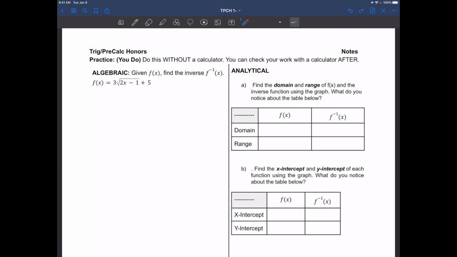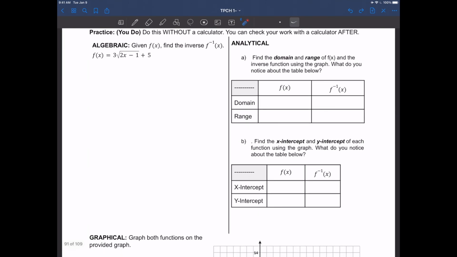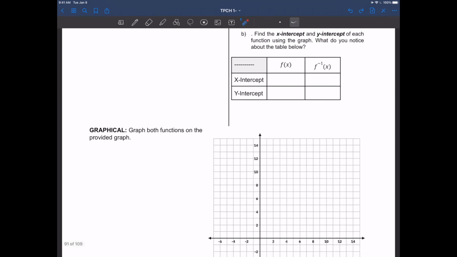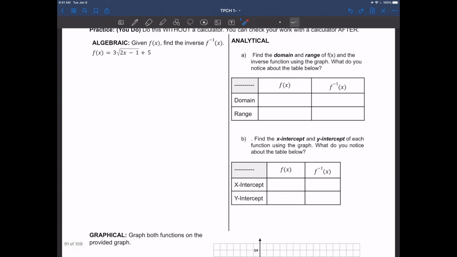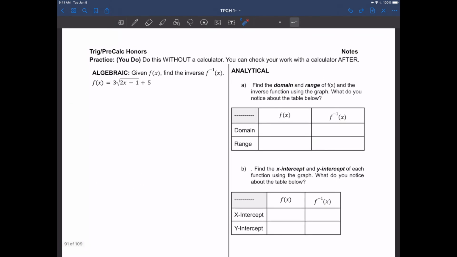All right, so now a little bit of practice for yourself. I want you to do this without a calculator. Check your work with the calculator after you've tried it. So here's the algebraic: f of x equals 3 times the square root of 2x minus 1, plus 5. I want you to graph it down here, and I think this is an appropriate scale for that. And then do the analytical: find the domain and range of f of x and the x-intercept and the y-intercept of f of x, as well as its inverse.